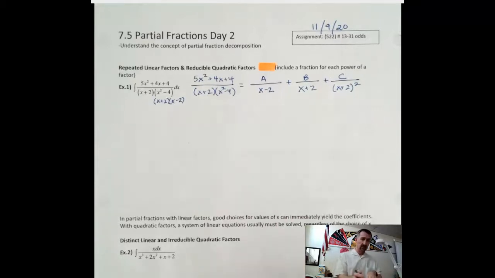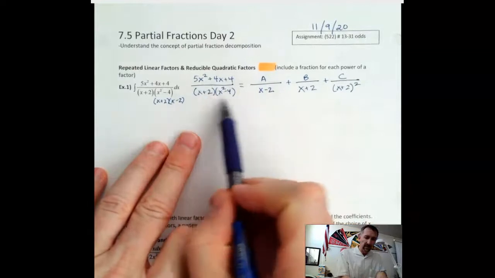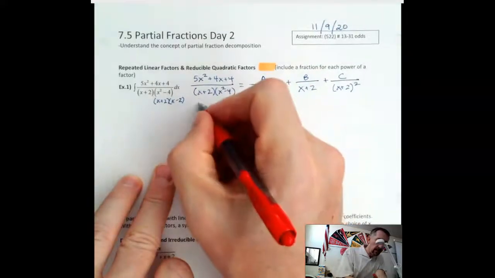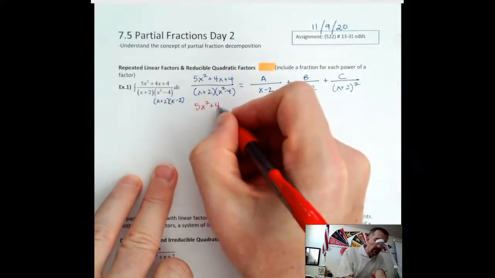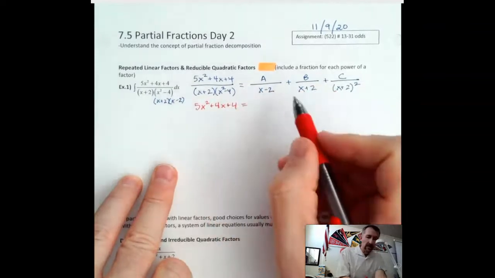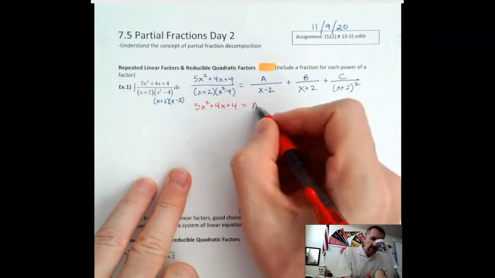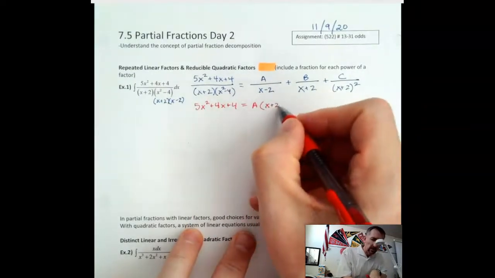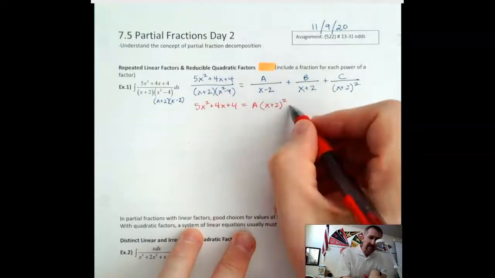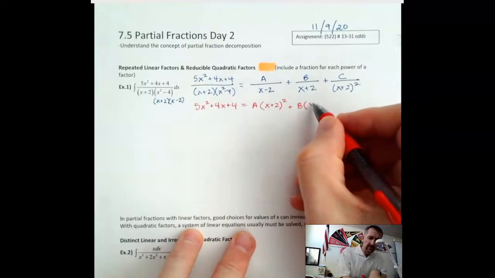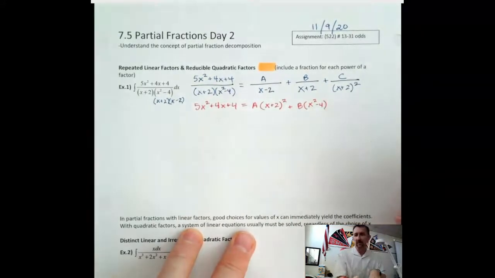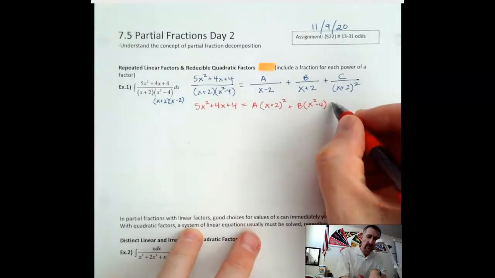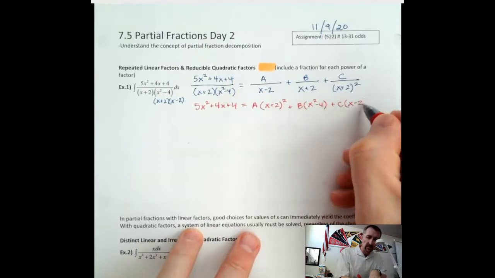Now if we multiply the whole thing by this, that's going to knock all of that out of there. So that's going to be 5x squared plus 4x plus 4. Here we're going to have A times x plus 2 squared. The x minus 2's cancel. Here we'll have one of each, so I'm just going to write that as x squared minus 4, x plus 2, x minus 2, difference of squares. It's just a little bit simpler there. And then down here at the end, we'll just have an x minus 2.